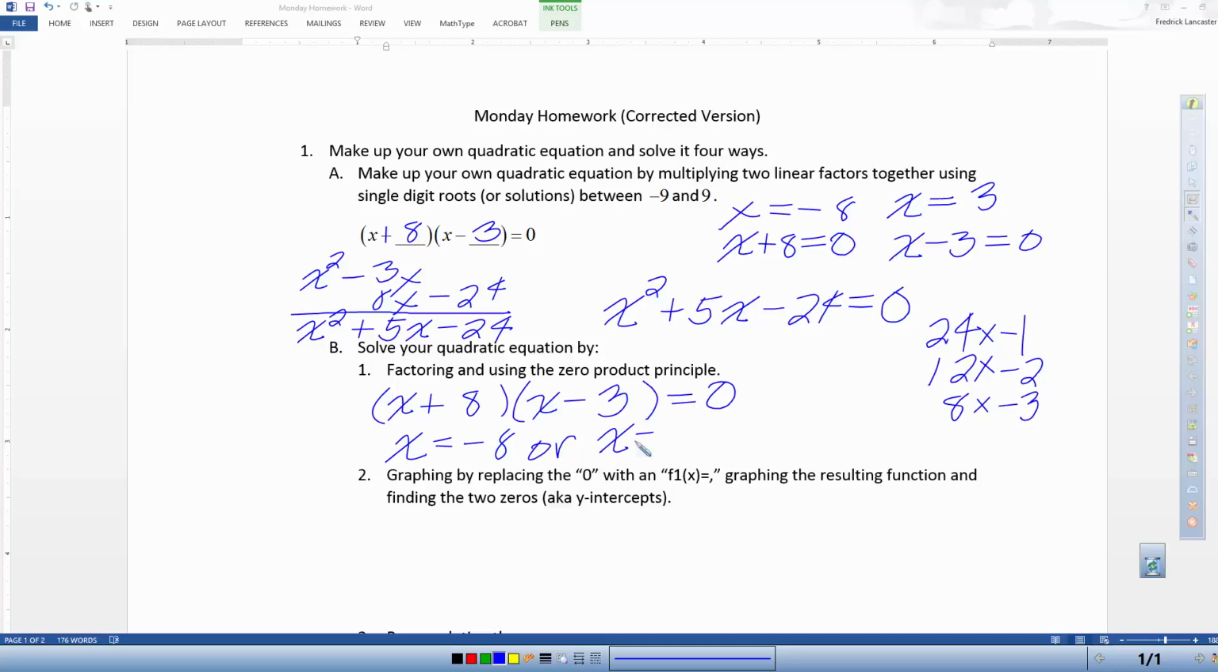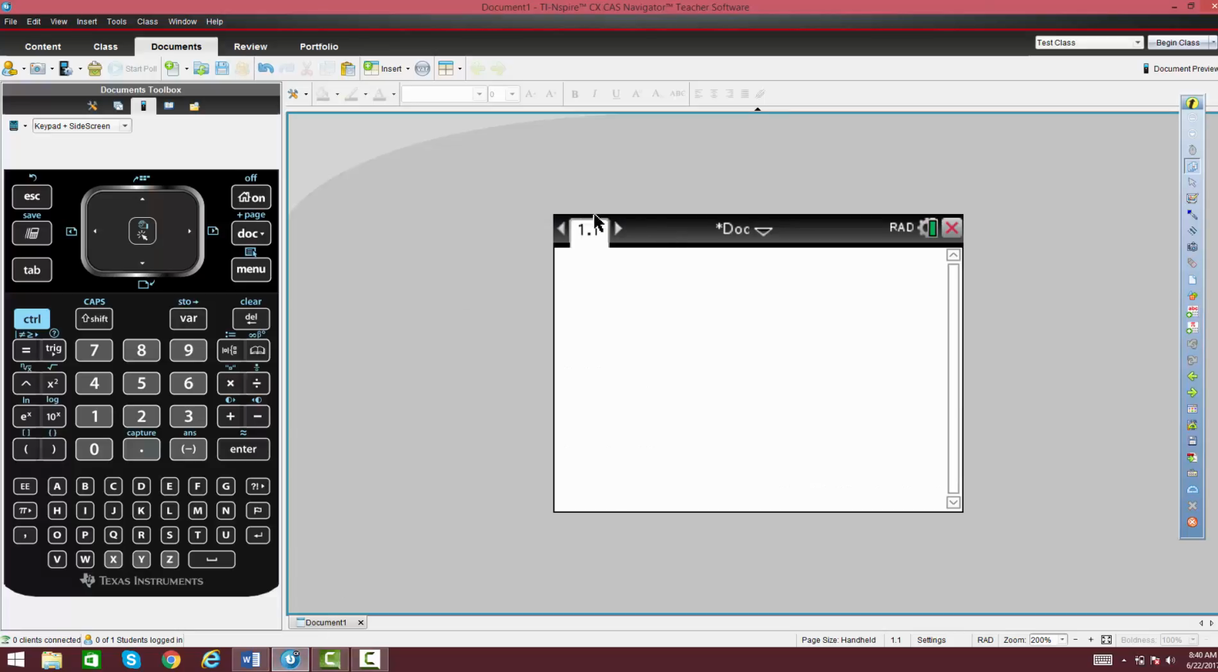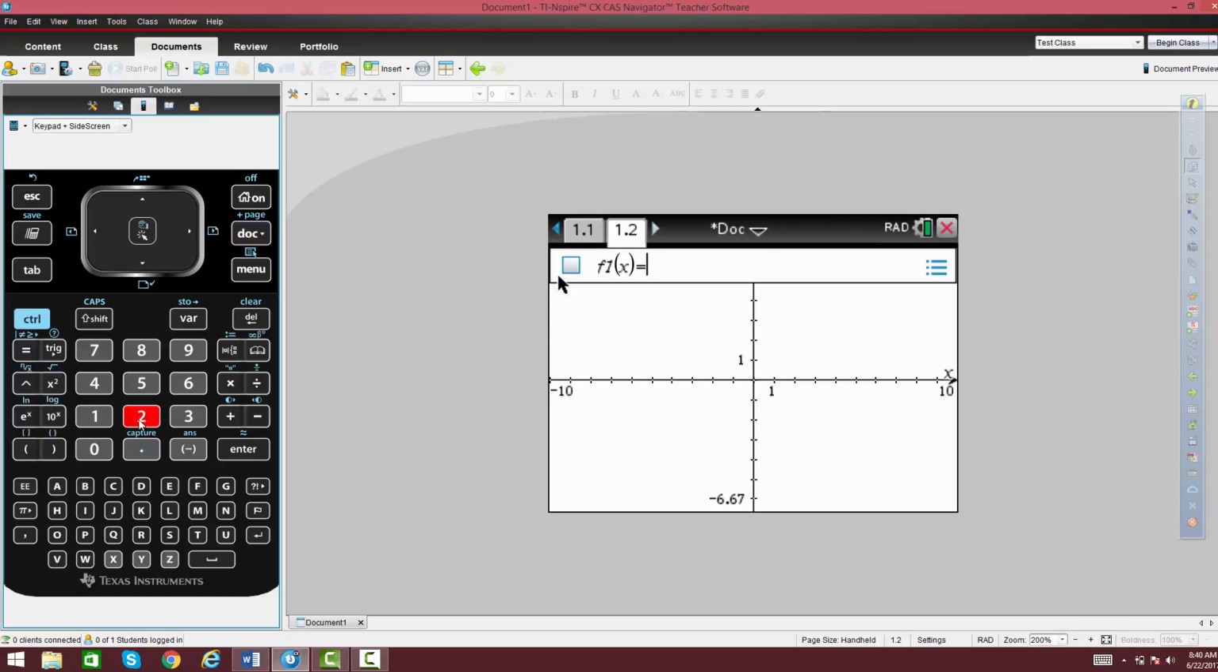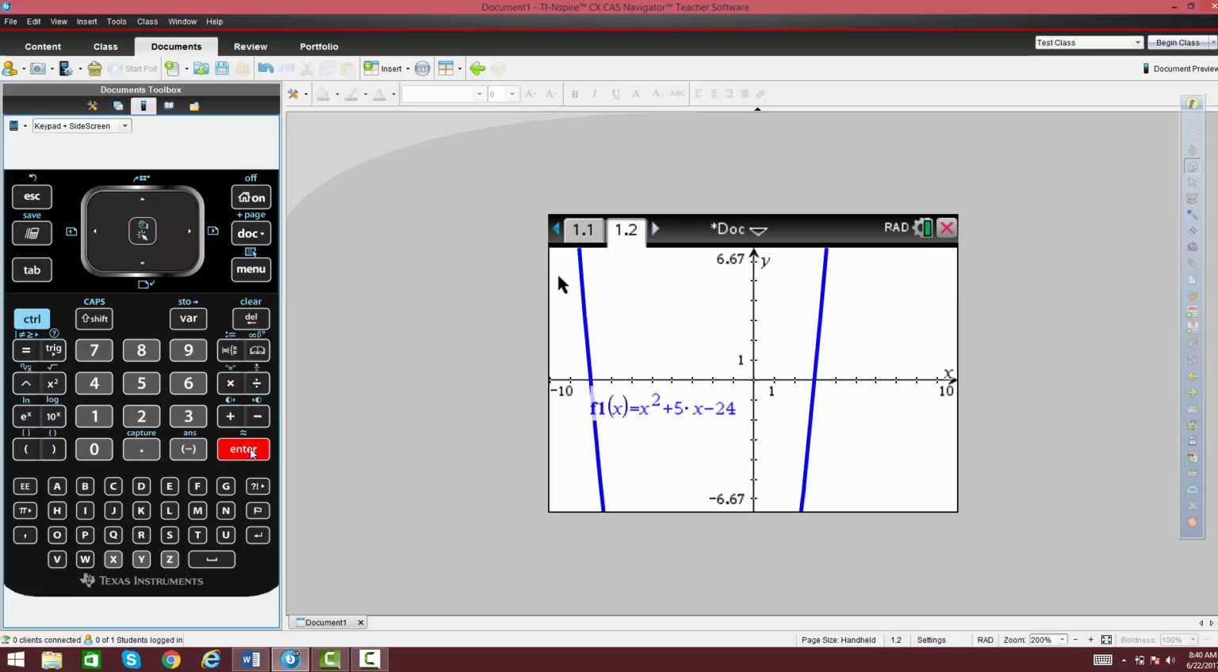or x equals +3. Now I'm going to take that same quadratic equation and solve it by graphing. So what I'm really doing is removing the 0 and replacing it with y equals or f1 of x equals. So I'm going to go to my calculator. Right now I'm in a calculator page. I'm going to go Control plus page and add a graph page. So I'm going to put in x squared plus 5x minus 24 and hit enter.